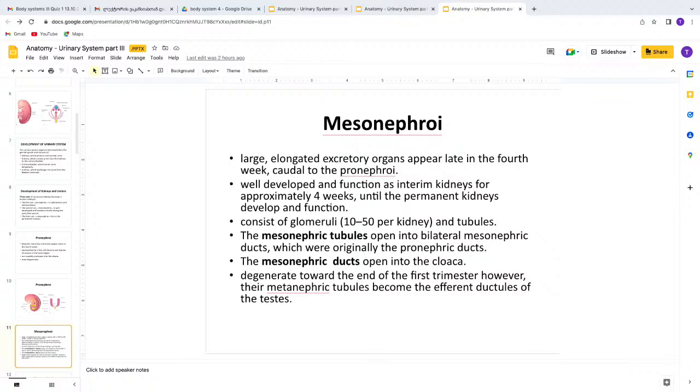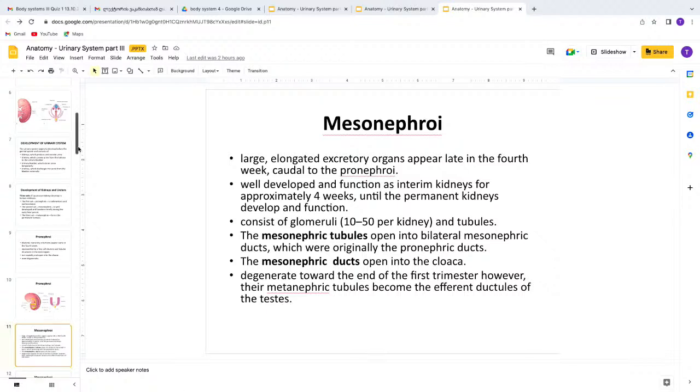The mesonephric tubules open into the bilateral mesonephric ducts, which were originally the pronephric ducts. The mesonephric ducts then open into the cloaca. They degenerate towards the end of the first trimester, however, their tubules become the efferent ductules of the testes. So, when there is a question regarding the efferent ductules of the testes, we can say that these are created from the mesonephric tubules.